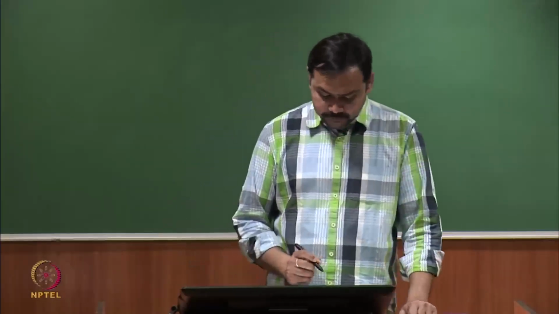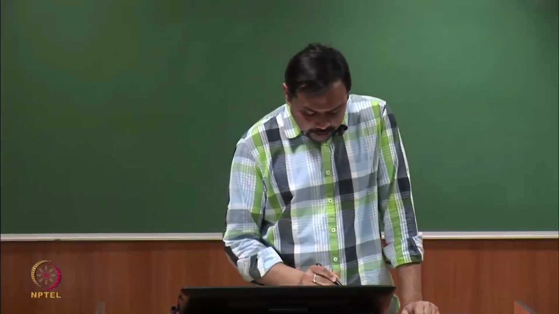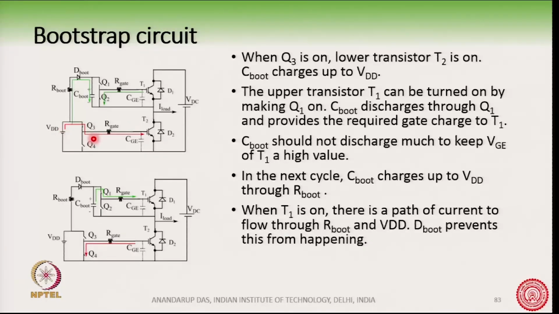Now, suppose in this circuit I am turning on the lower transistor, this lower IGBT, T2. In order to turn on T2, I will turn on Q3. So, you have a VDD voltage and the current will flow like this and complete the path like this. After turning on Q3, this voltage will give the charge required to turn on this lower IGBT.